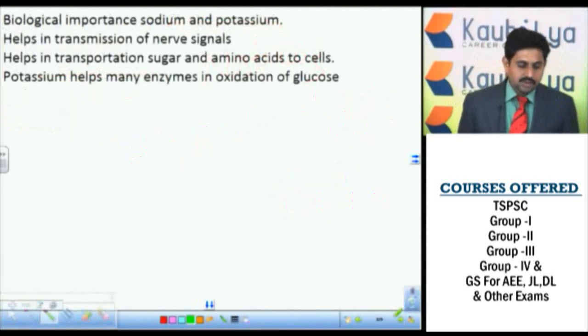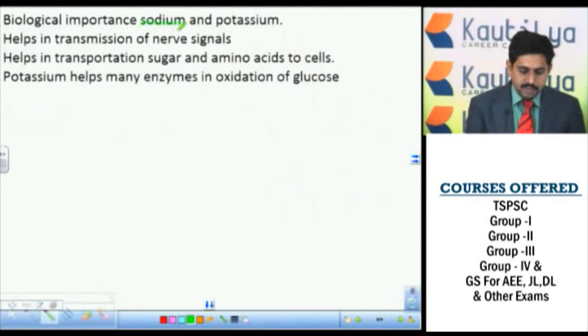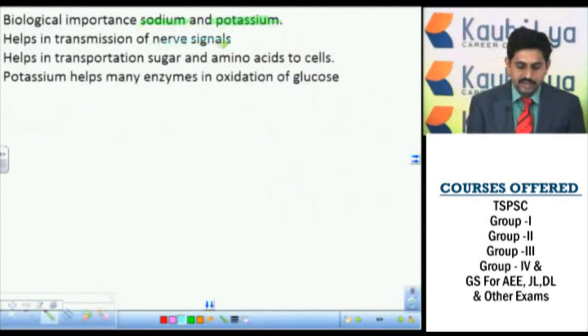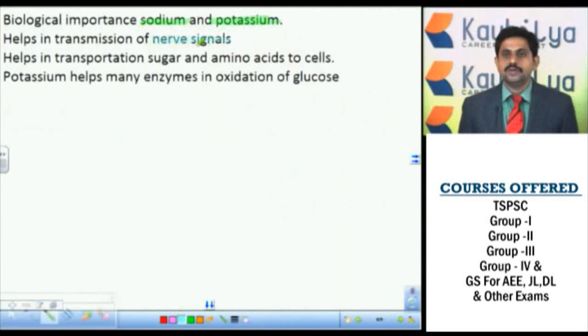So a very important thing is the importance of sodium and potassium. Sodium and potassium are very important in our body, as they are useful for nerve signaling. This is how nerve signals are transferred from one part of the body to another part, because sodium and potassium maintain the nerve signaling. They also help in the transportation of sugar and amino acids into the cell.